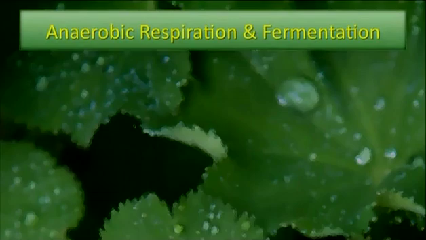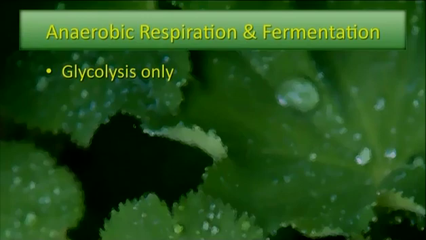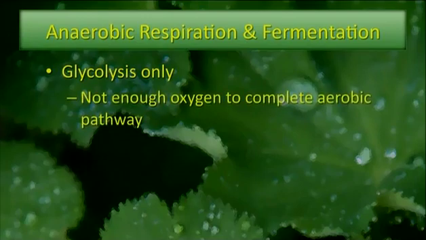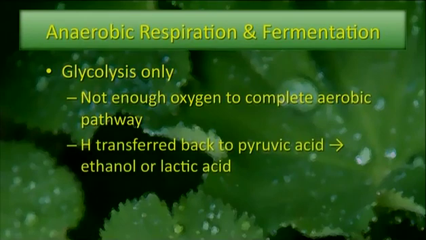Now, anaerobic respiration and fermentation, another look at it. In anaerobic respiration and fermentation, you have glycolysis only, and it occurs in some living things. In these, there is not enough oxygen to complete the aerobic pathway, so the hydrogen is transferred back to pyruvic acid, which becomes ethanol or lactic acid, like we saw a little bit earlier. So you have a net gain of 2 ATP compared with 36 for aerobic respiration.